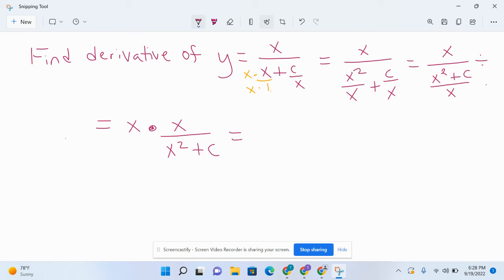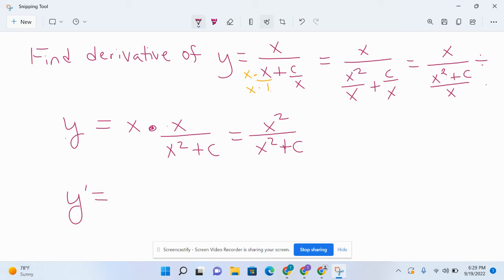Okay, then I could multiply my x times x together, leaving me with x squared over x squared plus c. So this original problem is equal to the problem your teacher gave you, but this is now one fraction, and it's so much easier to find the derivative of, and it's going to be cleaner when you do find the derivative of it. Okay, so we could now just find the derivative of this.